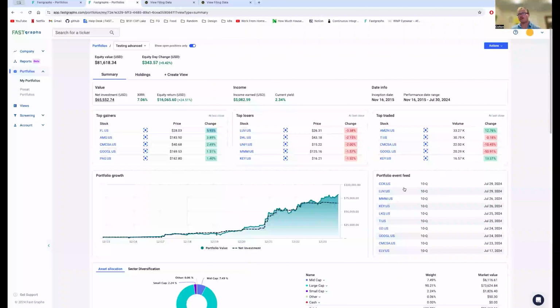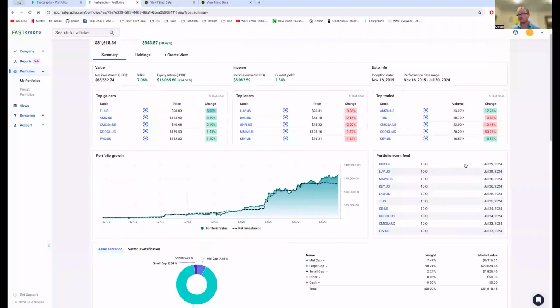and then we've got volume over here. We then also have an event feed, so you can see CCK. This was the latest 10Q that was released. That was actually released yesterday. And then we have a portfolio growth chart. So this is showing the net investment versus the value of the portfolio.